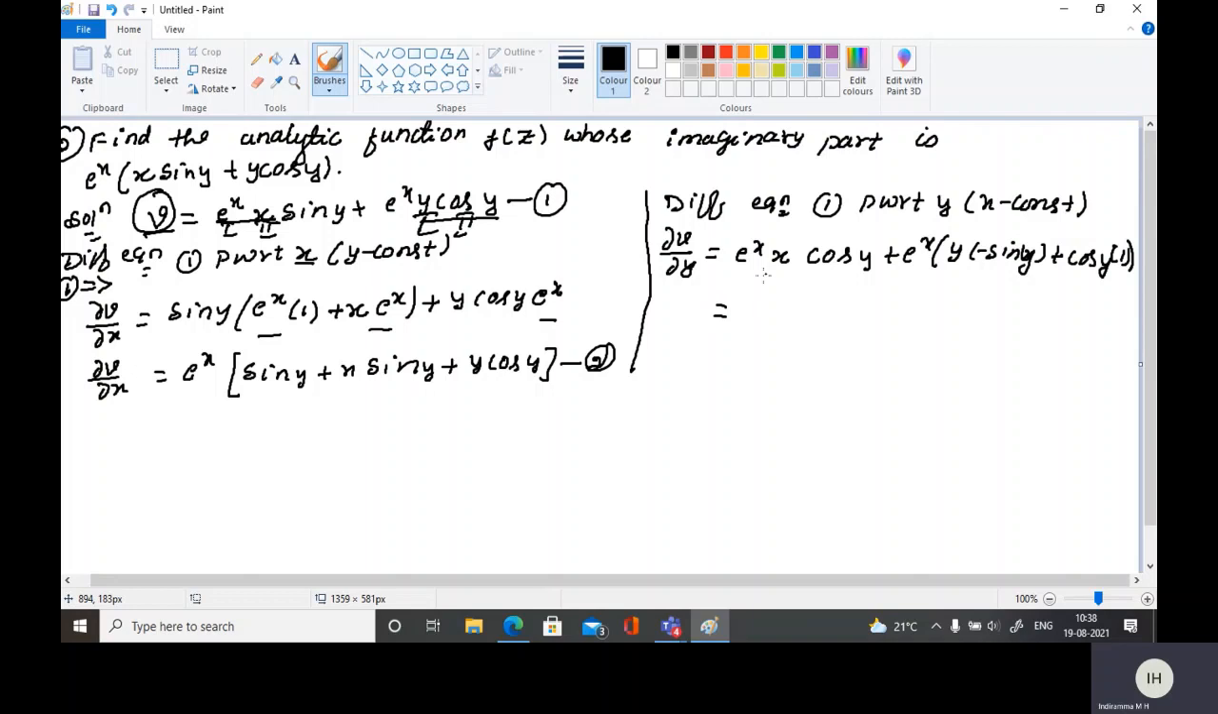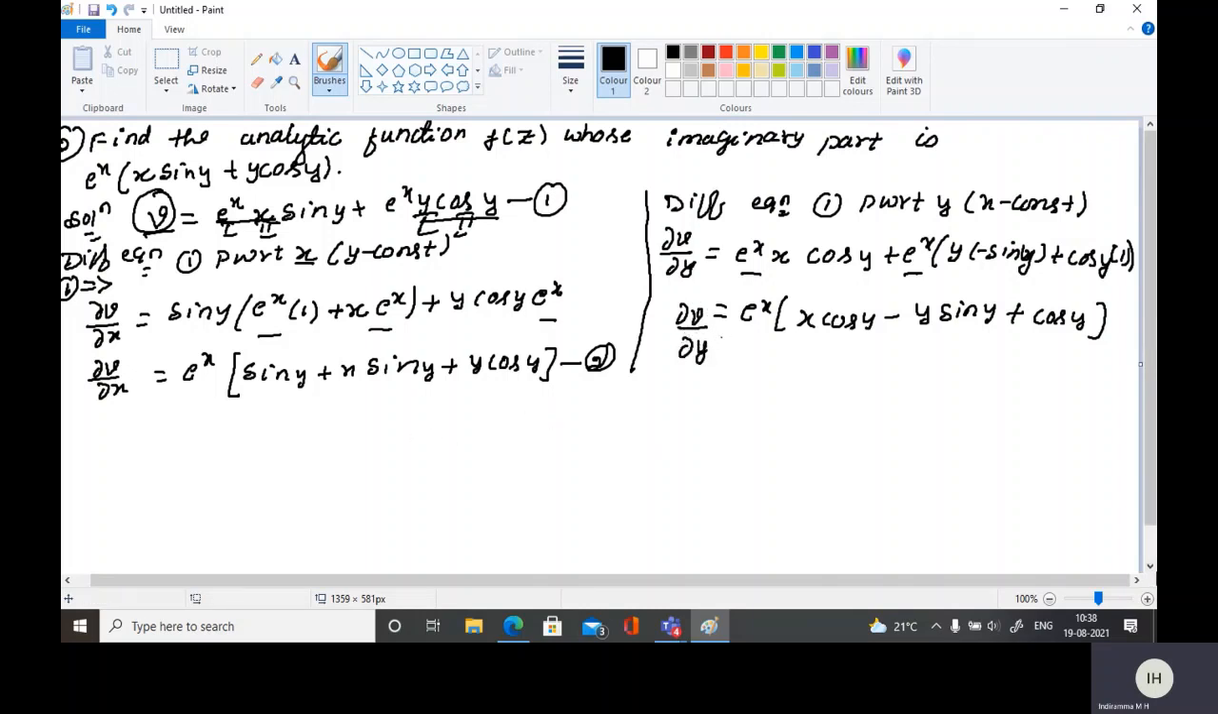Therefore, here we have e power x, here we have e power x, we can take e power x common: e power x into x cos y minus y sin y plus cos y. This is our dou v by dou x, sorry, dou v by dou y.